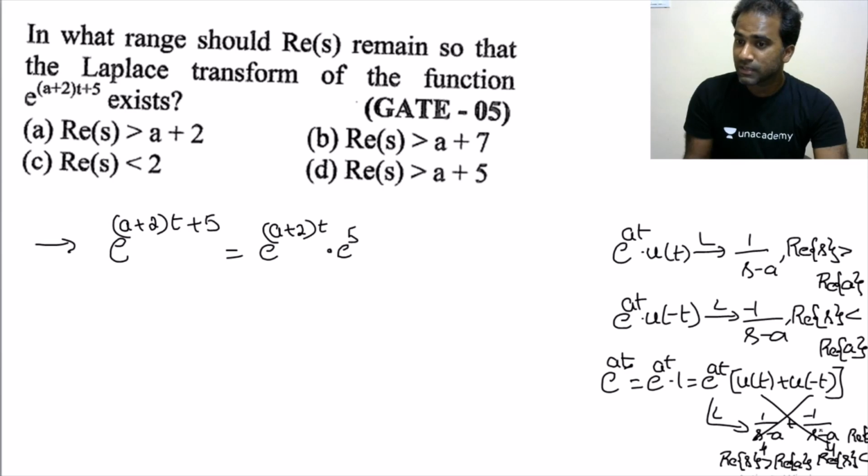So that's why this Laplace transform does not exist. You should not write it as 1 by s minus a plus minus 1 by s minus a. Don't say that it is 0. 0 means it's defined only.